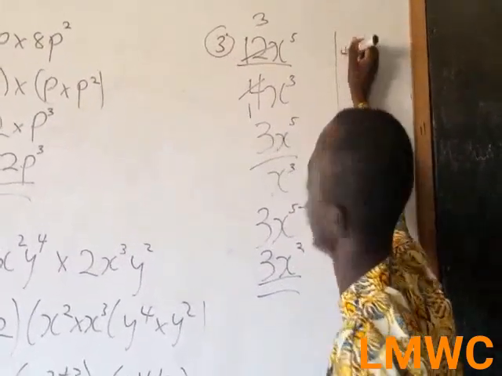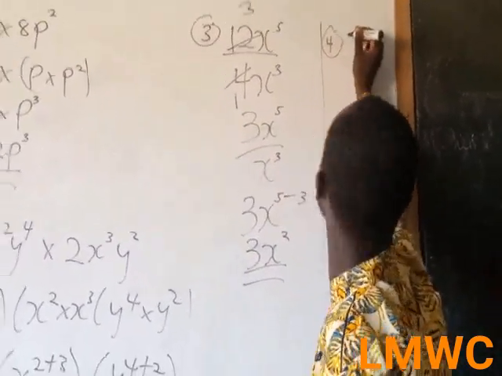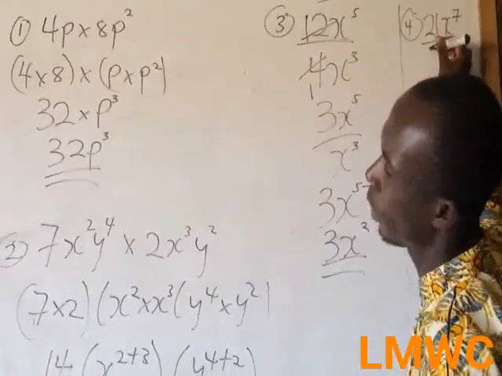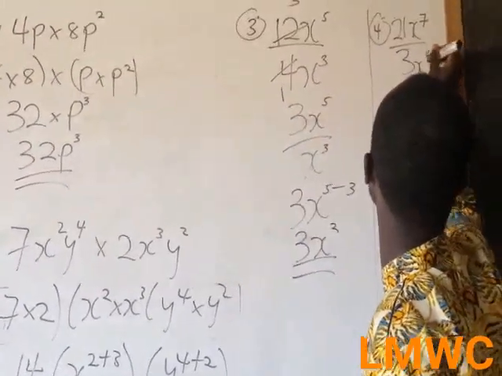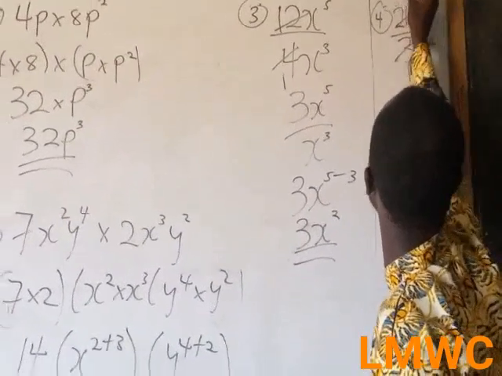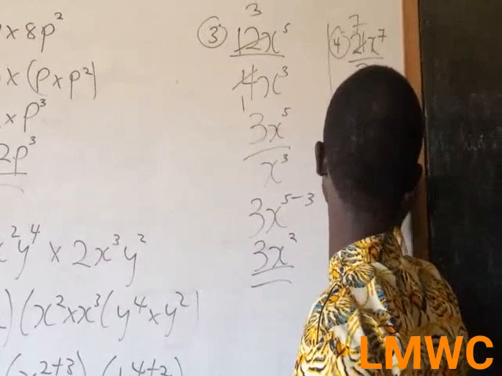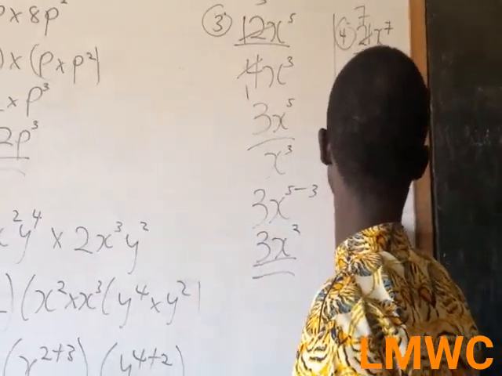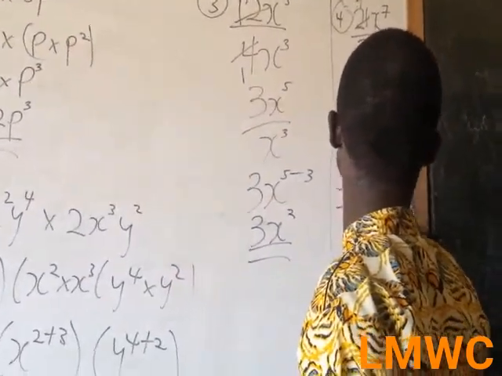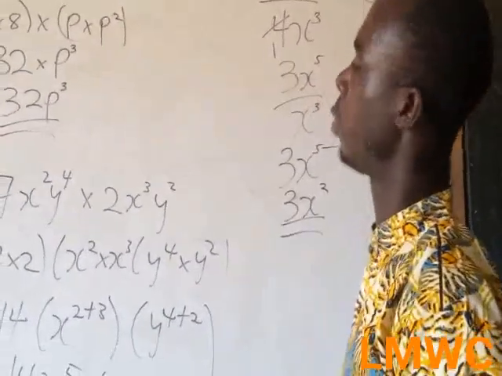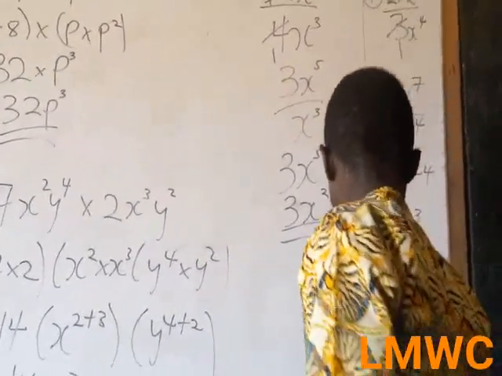The fourth one. 21x^7 over 3x^4. 3 goes here 1, 3 goes here 7. So we have 7x^7 over x^4. So it becomes 7x^(7-4). So this is 7x^3. So it's not difficult. You still apply indices here.